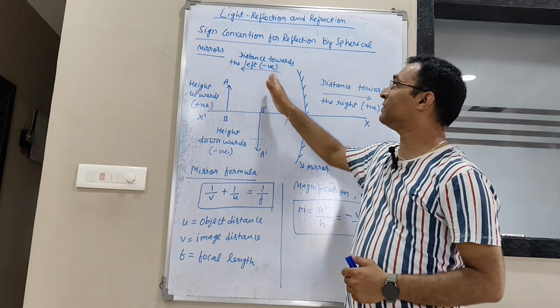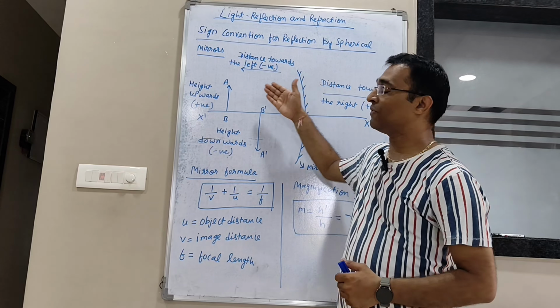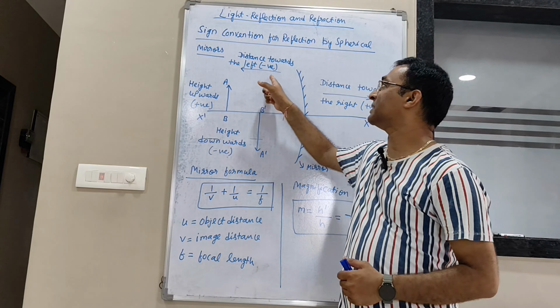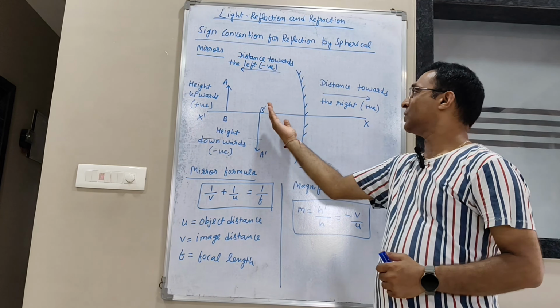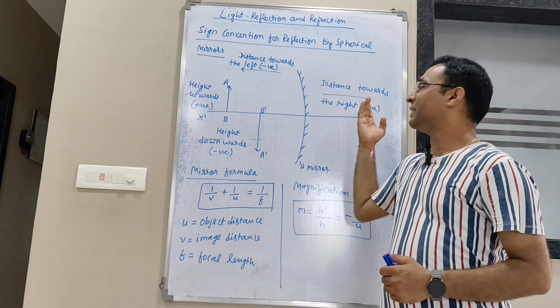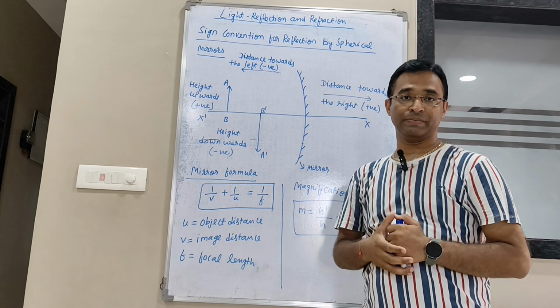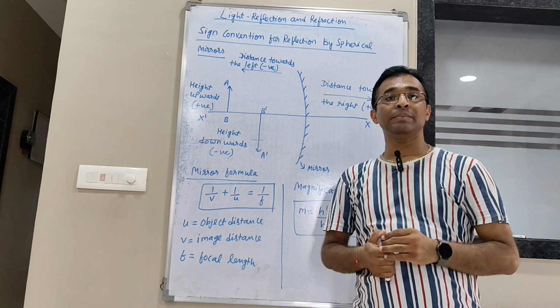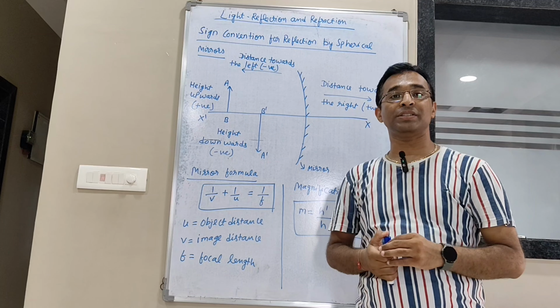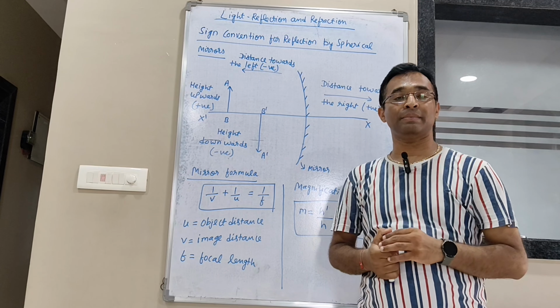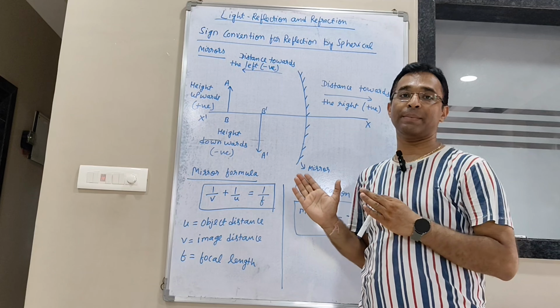Now, as we move a distance towards the left from the mirror, we take the distance as negative, and if we move towards the right of the mirror, we take the distance as positive. You can consider this by taking an example of the Cartesian system, which we use in mathematics. It is a similar type.